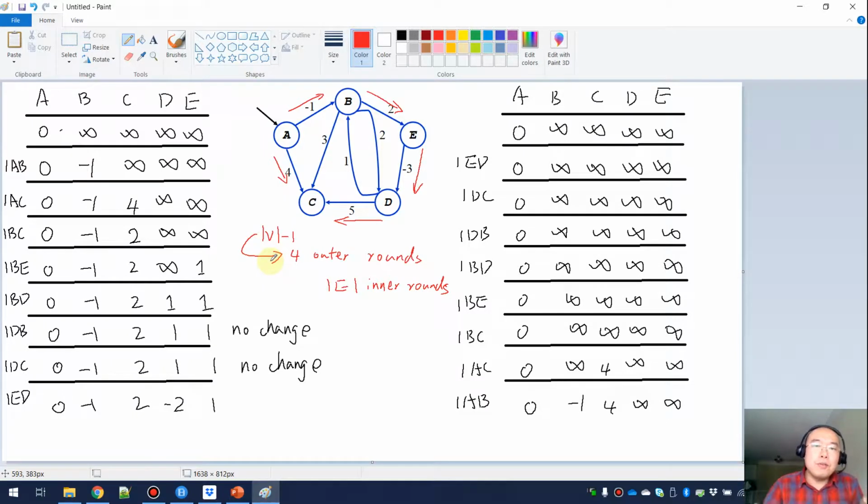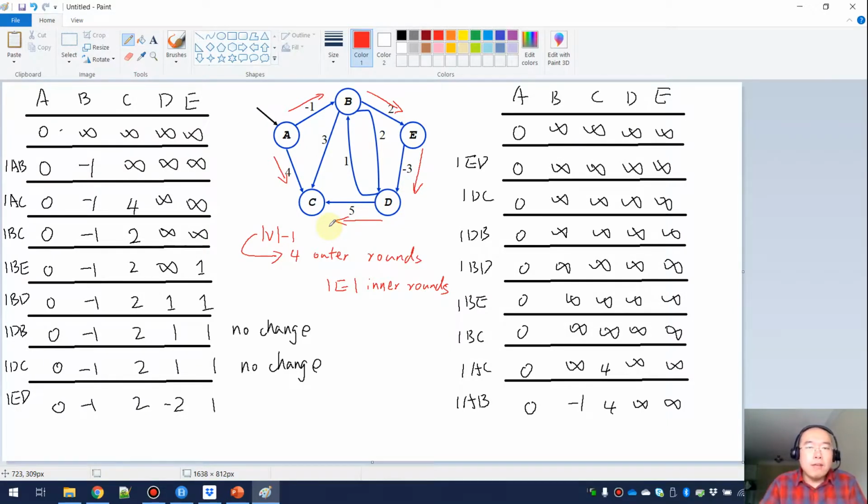So let me give you an example. So this one, A to C itself is a 4, right? So if we take the one hop solution from A to C, the cost is a 4, right? So if we want to go A, B, E, D, C, then what is the total cost? And then the -1, 2, and then a -3, and then a 5. So the cost will be a 3.